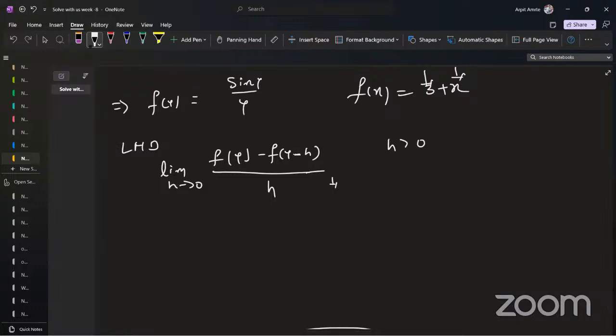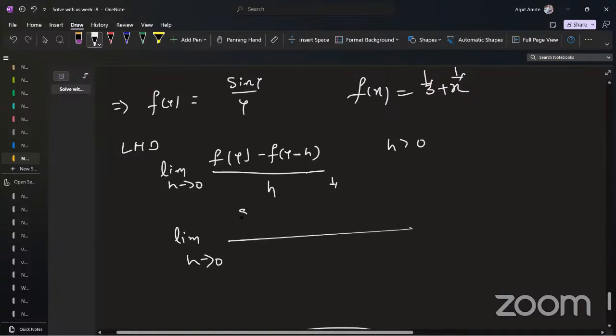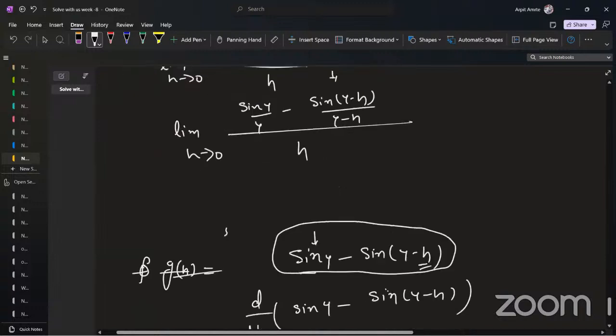One more doubt, sir. What will it be basically? Limit as h goes to 0 of sin y by y minus sin(y minus h) by (y minus h). This is what you are saying, right? Yes. And in the denominator, what will it be? h only.